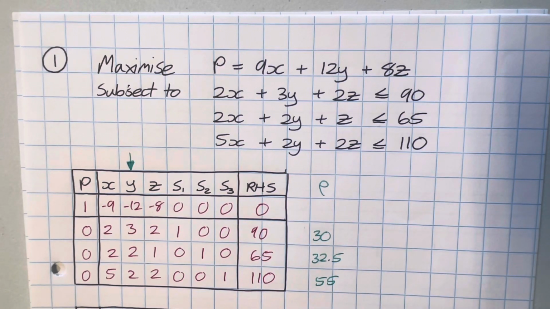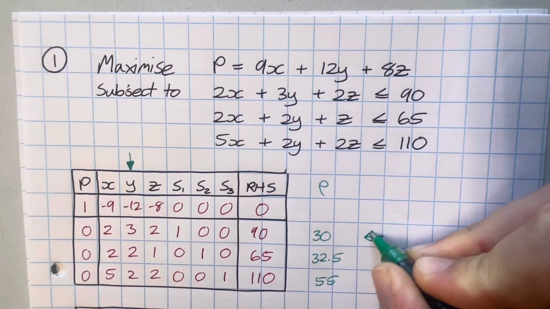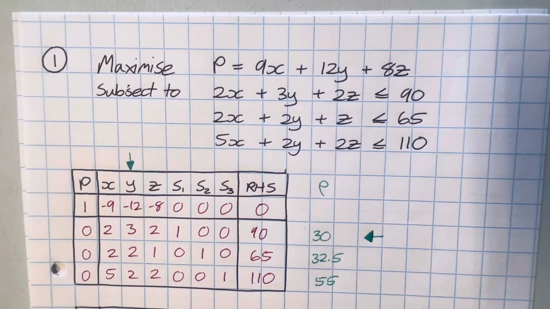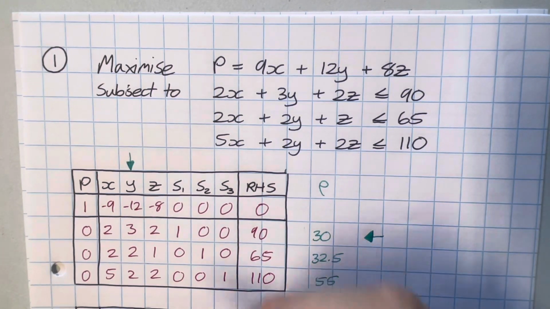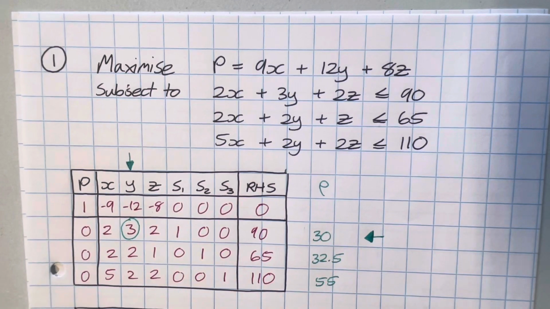Okay, now from the ratio test, we want to move from the origin, but we don't want to overshoot. We don't want to leave the feasible region. So we must choose the smallest positive result from the ratio test. So that in this case is 30. That ensures that we remain within the feasible region. So therefore this will be my first pivot value.